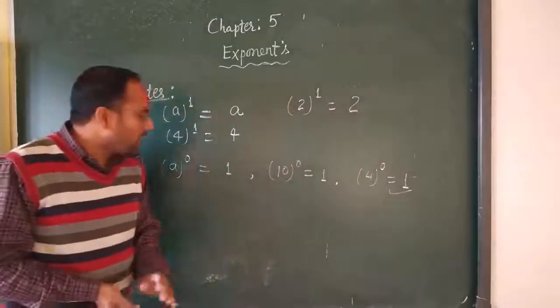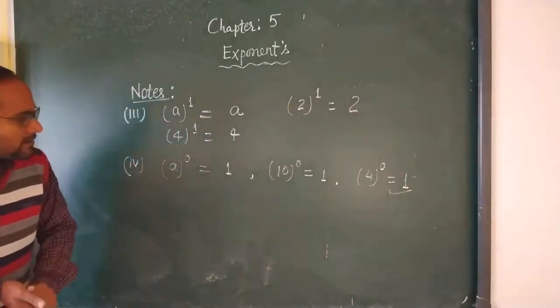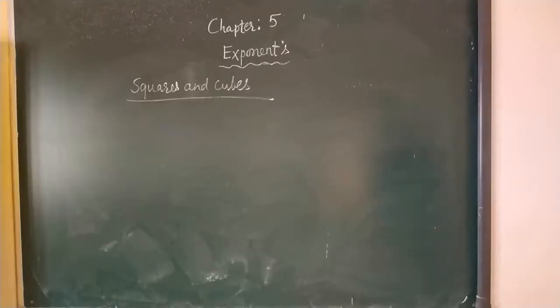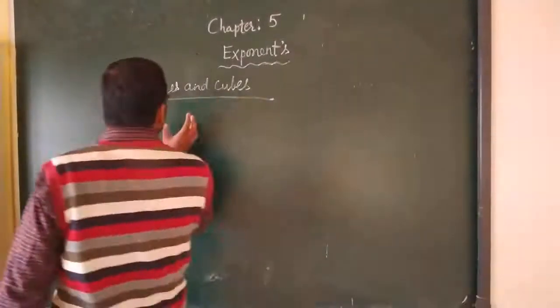Okay students, now some important points. This is the squares and cubes. The next point is your squares and cubes, and it is a very important and easy property. Squares: if any number has a power 2, then a number raised to the power 2 is called a square. A number raised to the power 2 is called a square.